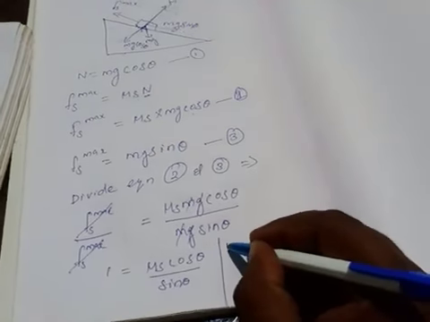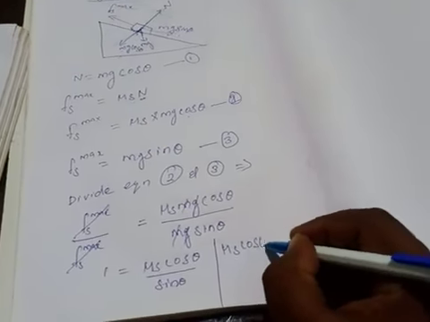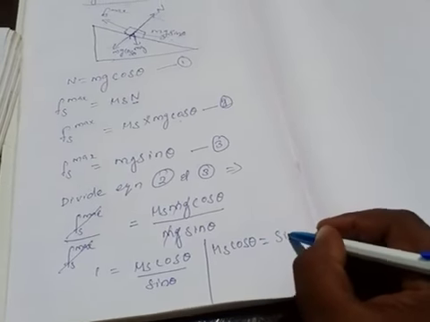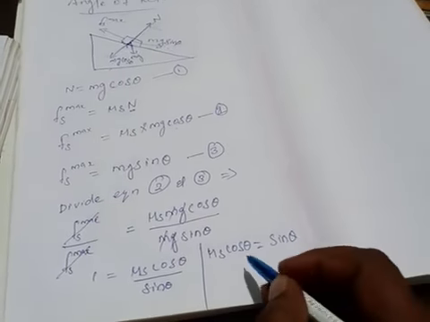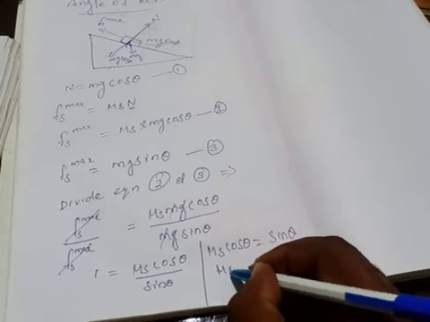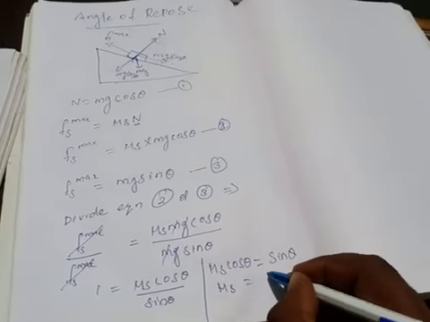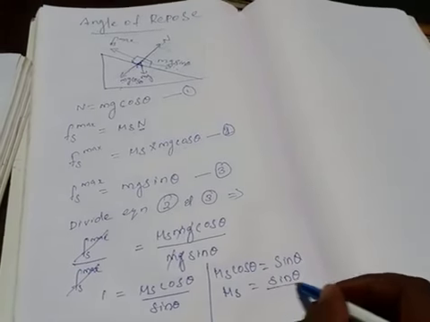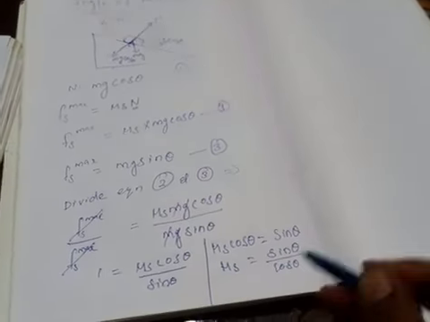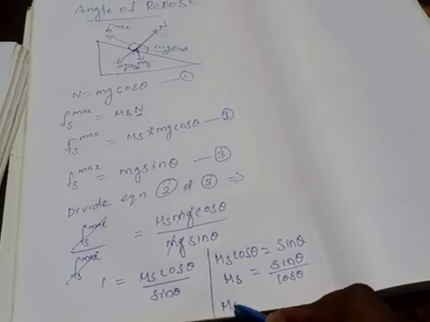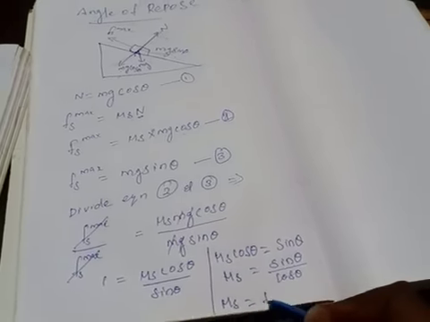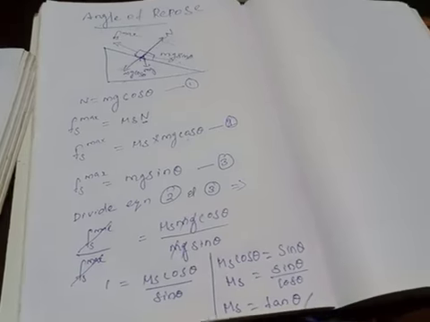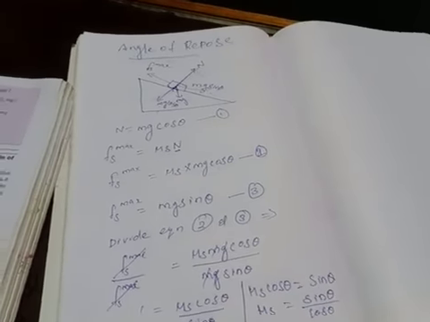Now we can take this sin theta here. So what will come? Mu s cos theta equal to sin theta, cross multiplication. So from this, mu s is equal to sin theta, and we can take this cos theta downward, so cos theta. So we can write mu s is equal to tan theta. This is the angle of repose equation.